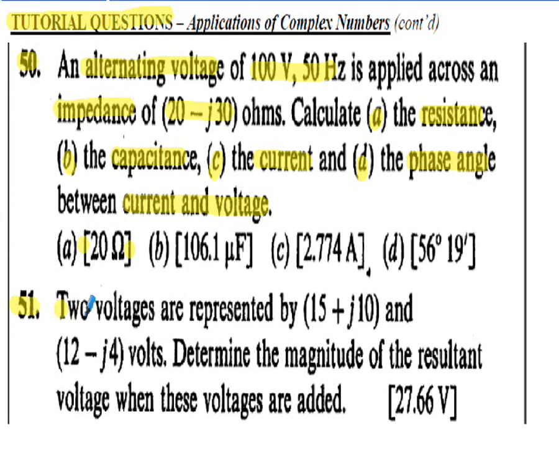Question 51, we're given two voltages represented by 15 plus j10 and 12 minus j4. We're asked to determine the magnitude of the resultant voltage when these are added together. So we've got two voltages here given in Cartesian form, so we can simply add the real, add the imaginary parts, and then work out the magnitude of the resultant voltage given here in brackets.